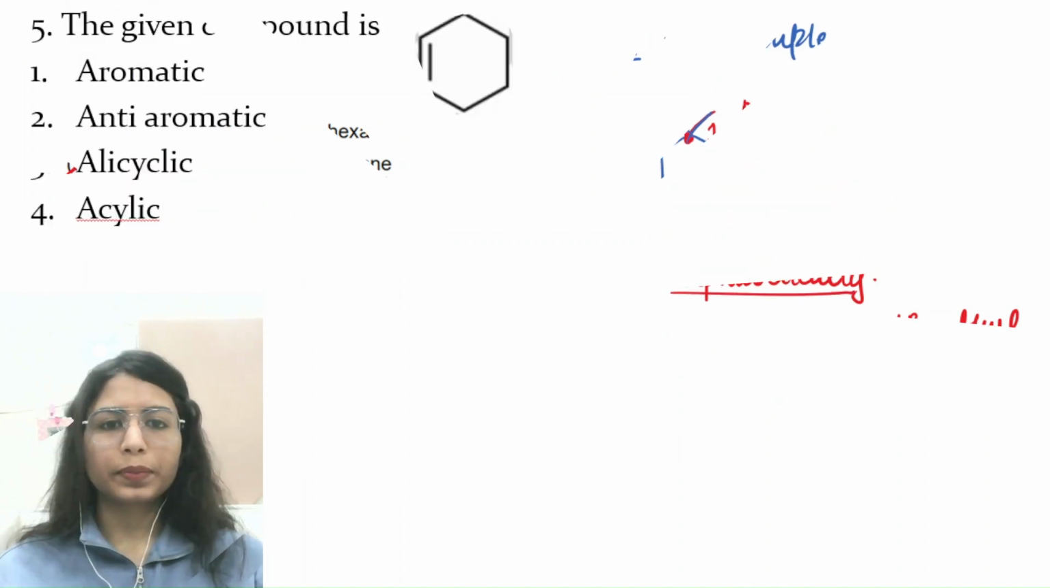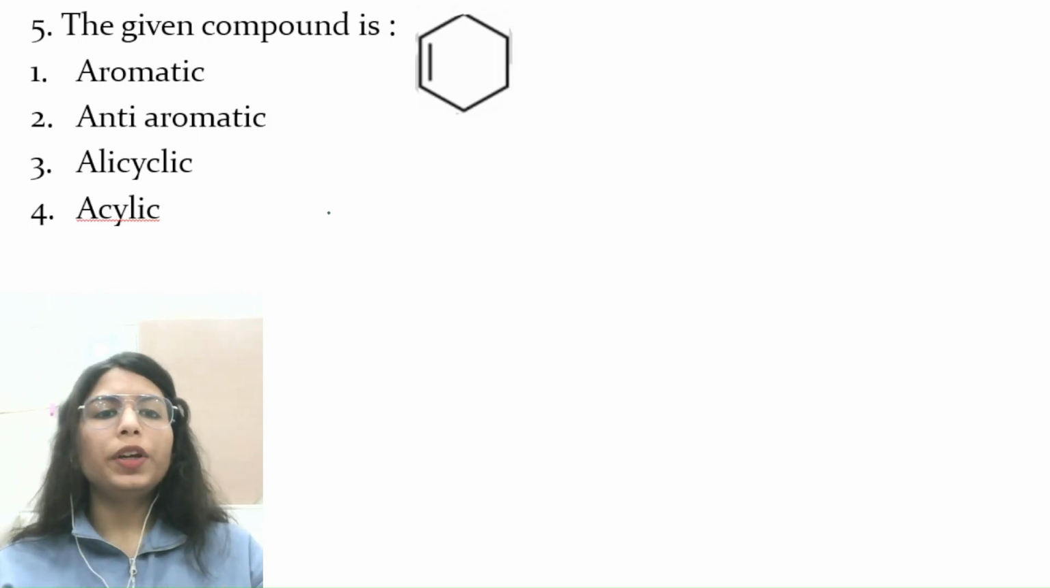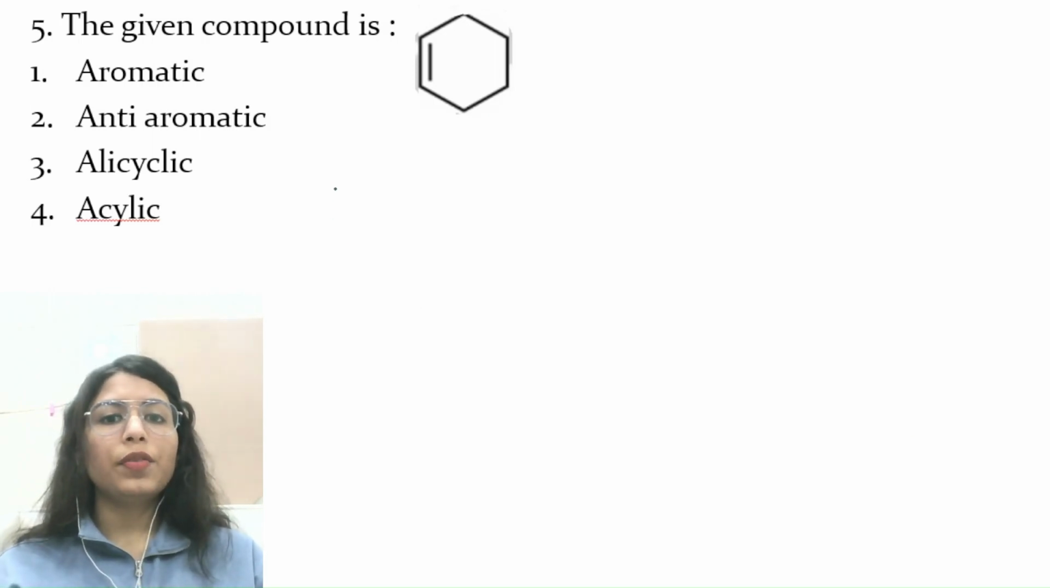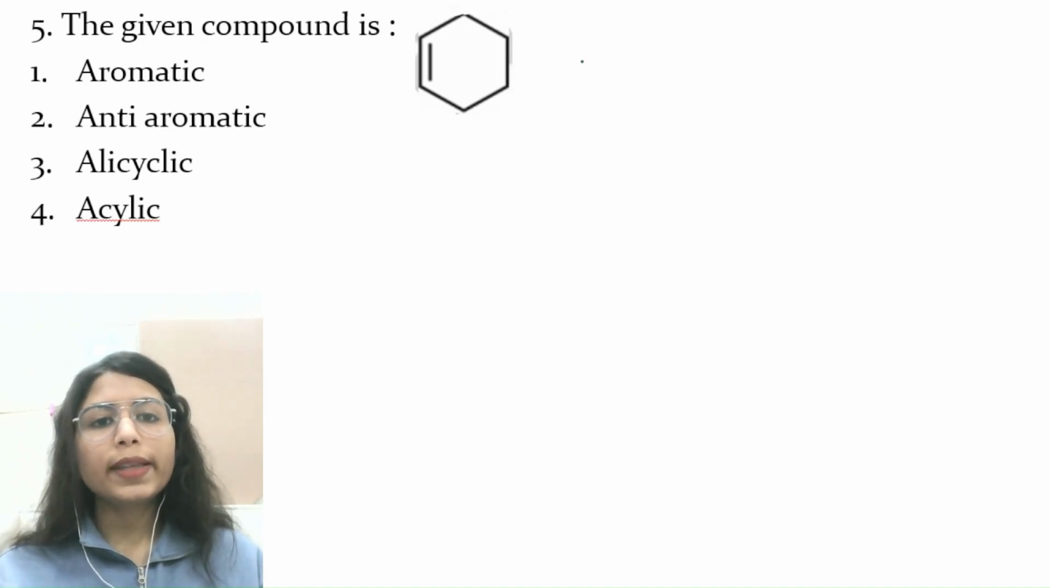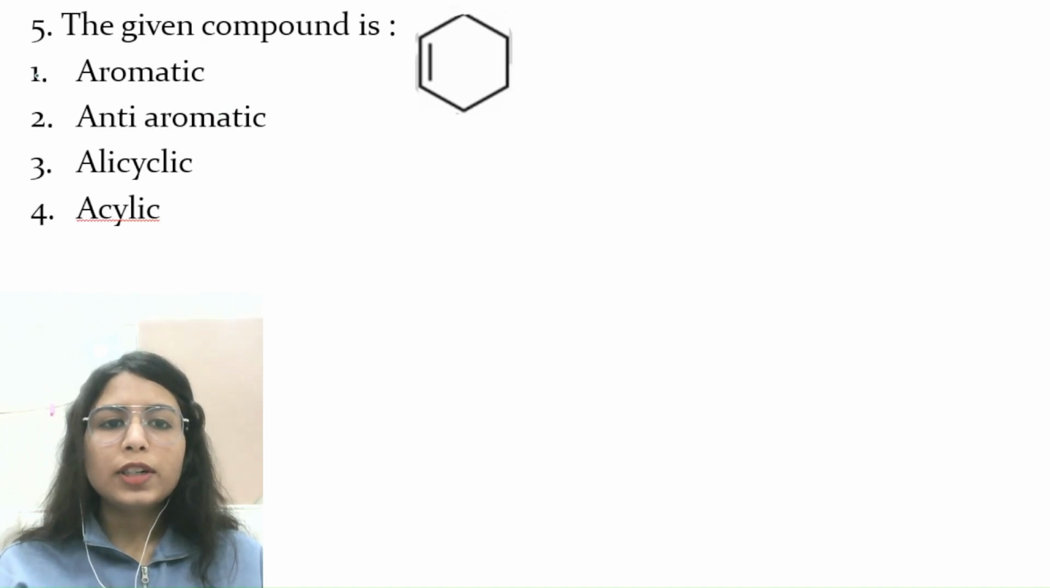Okay, so here we have another question which says, the given compound is. This is also from your organic chemistry, and this tests your general knowledge. One of the compounds is given, the structure is given to you, and it is asking what kind of compound it is, in which category you are going to put it. Let us see the options. The first option is aromatic. Here the first and second options get directly eliminated.